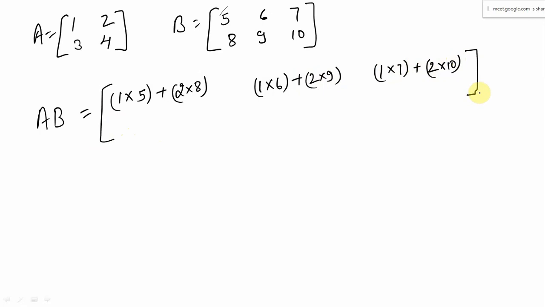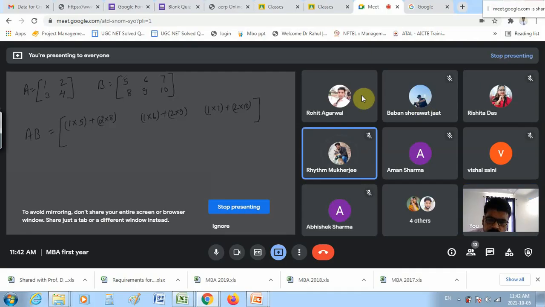Have you got it? Have you got the pattern? Yes, sir. We are just fixing the first row of the first matrix, and we are multiplying it with the columns of the second matrix. So when we are multiplying the row with the first column of B, we are getting the first element of AB. Vishal, please mute yourself. Then we are taking the same first row of A and we are multiplying it with the second column of B and we are getting the second element of AB. Right? This is how we proceed.